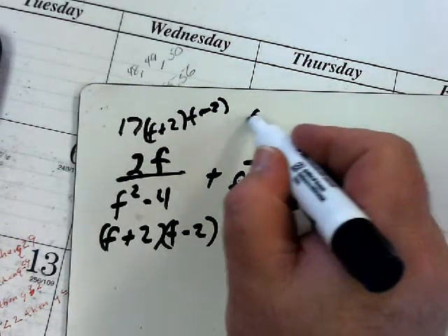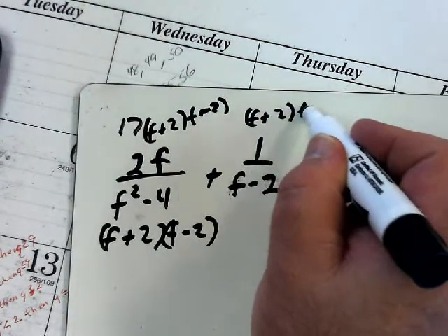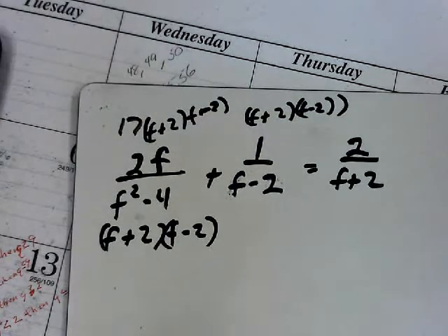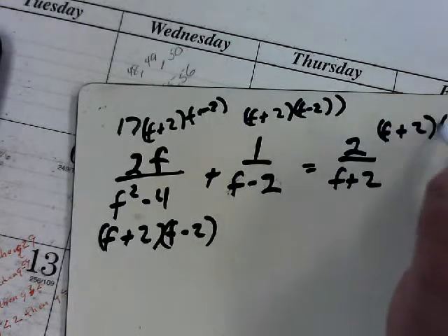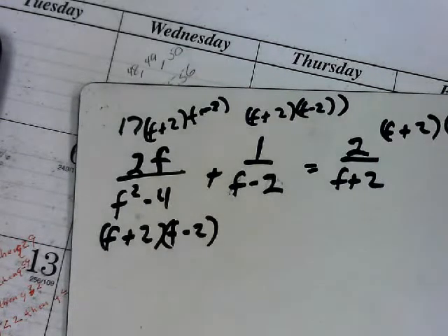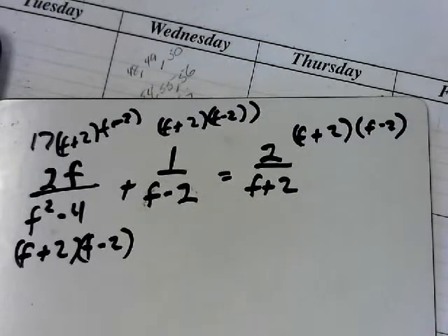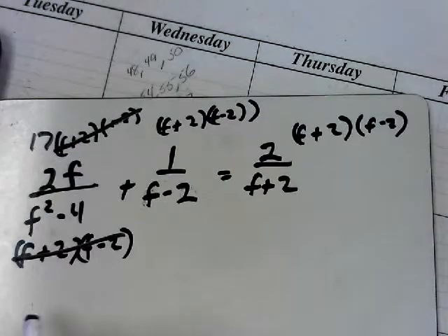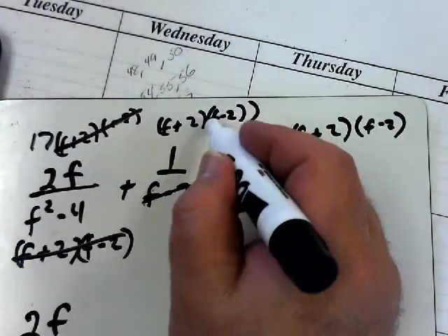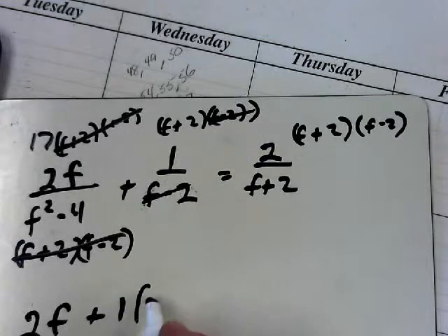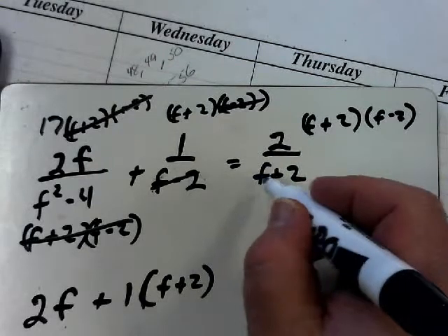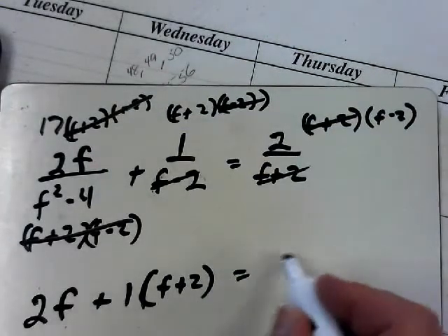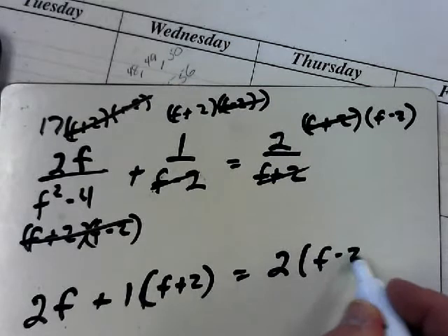Do you understand why I write this at the top of every one of these? That way you know what cancels. So I can see what cancels and what's left over too. All of this cancels all this, leaving 2F as a multiplier. This cancels this, so I have 1 times F plus 2. This one cancels this one, I'm left with 2 times F minus 2.